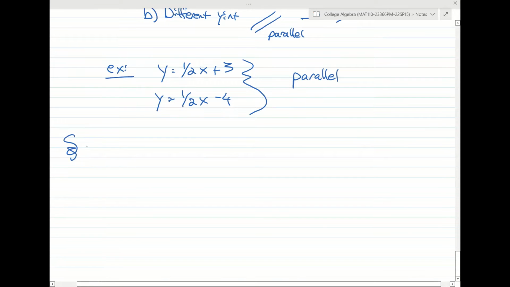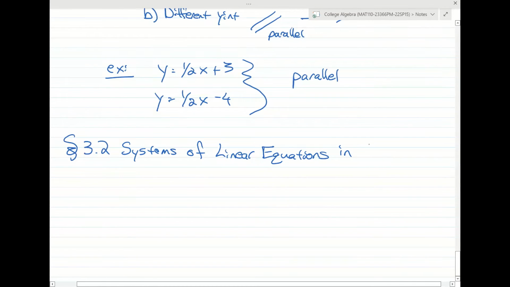3.2. It's called systems of linear equations in 3 variables.